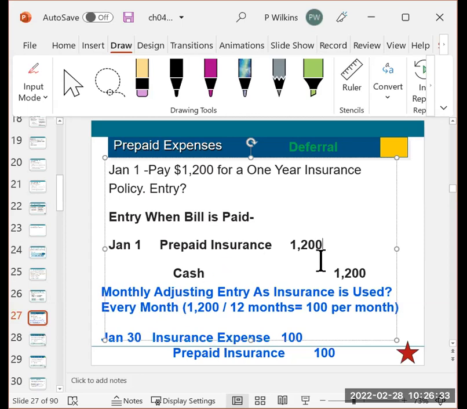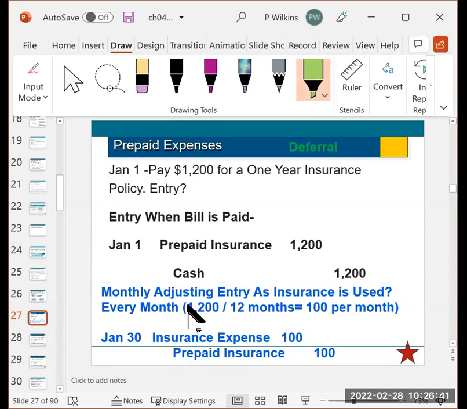What you would do is you would take the total amount of the insurance, and this is $1,200. You would divide it by the number of months in the year, which is 12, right? So we've got $1,200 divided by 12 months. That means that the insurance expires or is used up at $100 per month. So every month, at the end of the month, you're going to debit insurance expense $100, and you're going to credit prepaid insurance $100.